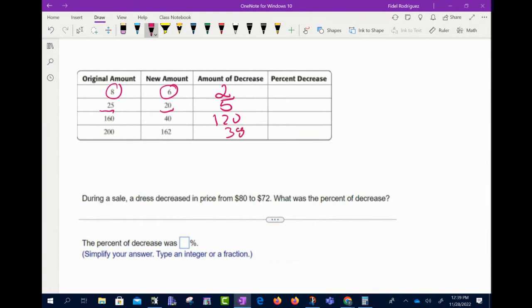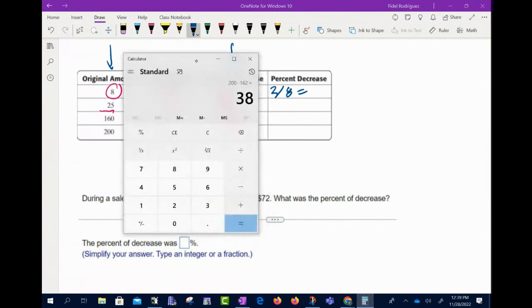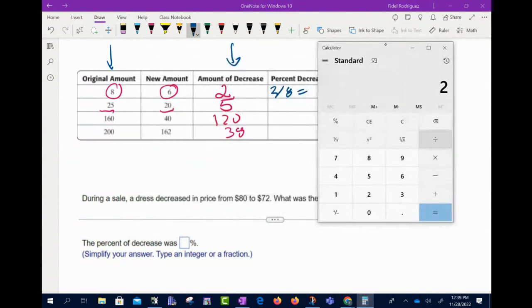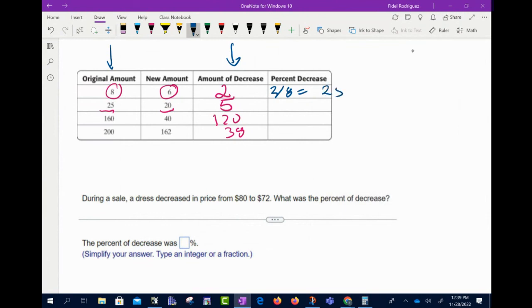Now, the way I find the percent decrease, y'all, is I'm going to take these numbers here and always divide them by the original amount. It's always going to be the original. So I'm going to take 2, and divide it by 8, because that was the original amount that I had. So look, let me show you what I'm going to do here. 2 divided by 8, 0.25. If I move my decimal point 2 spaces to the right, y'all, that would be 25%.